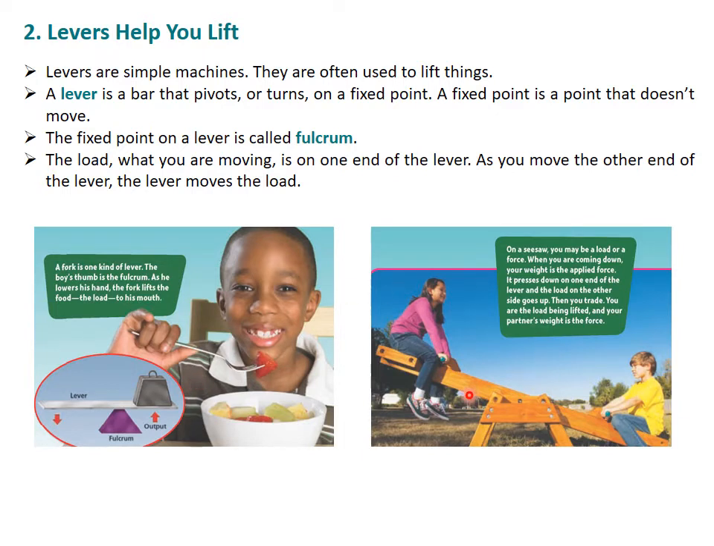In the second picture, we can see that on a seesaw, you may be a load or a force. When you are coming down, your weight is the applied force. It presses down on one end of the lever, and the load on the other side goes up. Then you trade. You are the load being lifted, and your partner's weight is the force.